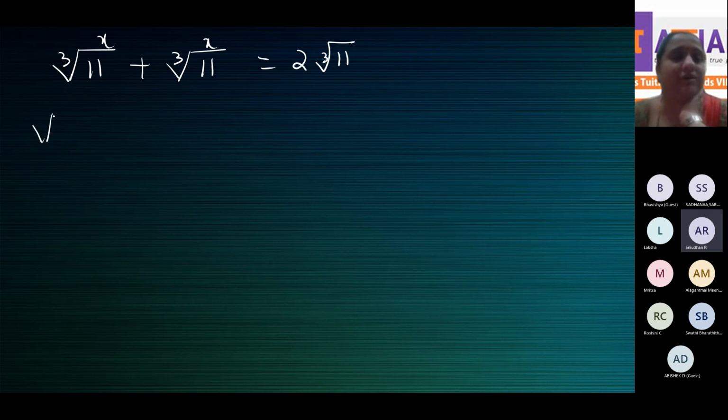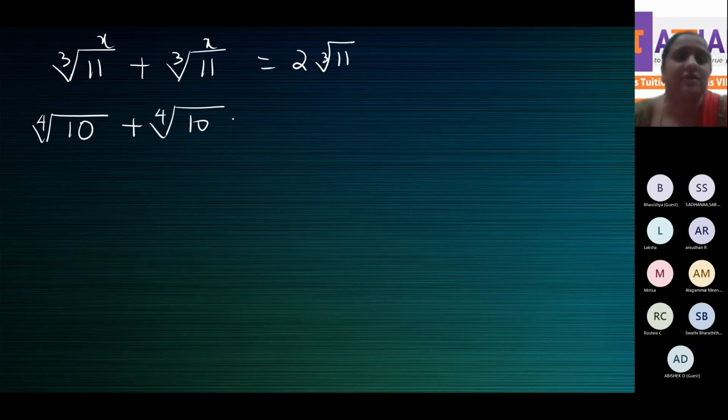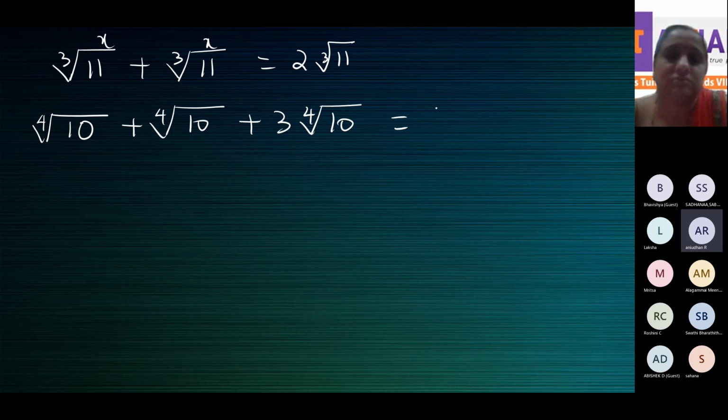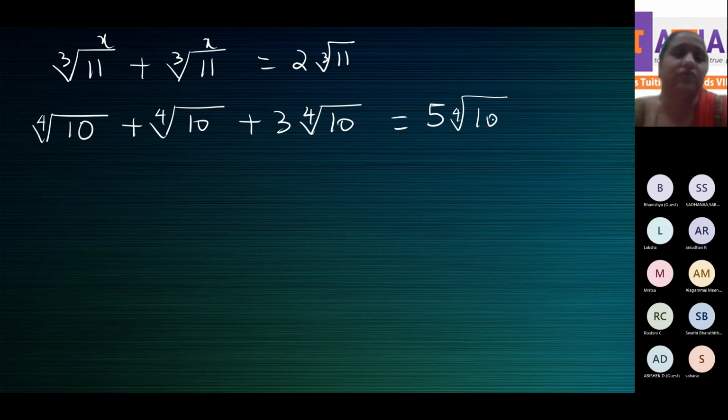So what will be 4th root of 10 plus 4th root of 10 plus 3 into 4th root of 10? What's the result? 5 4th root of 10. Yes, who's that? Anirudhan. Very good. 5 into 4th root of 10, or you can say 5 4th root of 10. Both are the same, because there's 1 here and there's 1 here. So 1 plus 1, 2. 2 plus 3, 5. 5 4th root of 10.